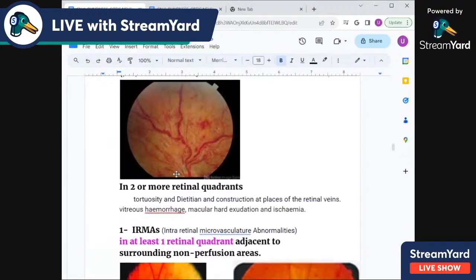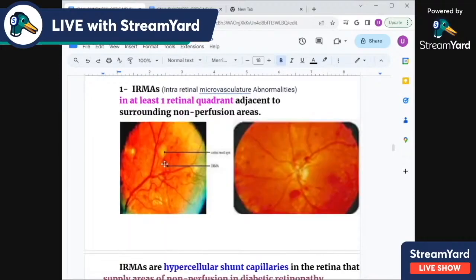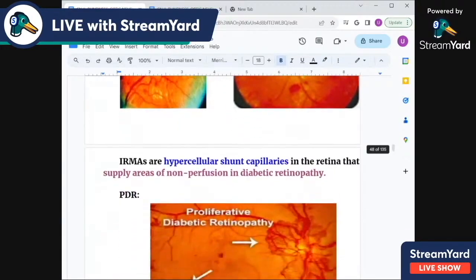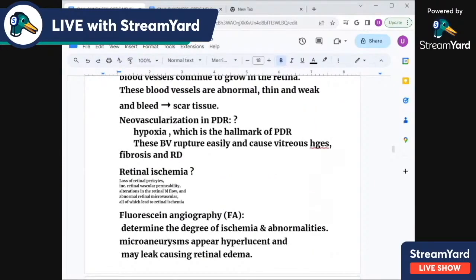The last part of 4-2-1 is IRMA. That's intraretinal microvascular abnormalities in at least 1 quadrant. So these intraretinal abnormal blood vessels are to perfuse the non-perfused areas. They are shunt capillaries for the non-perfusion area in diabetic retinopathy. And this is the 4th stage, proliferative, I already discussed, due to retinal ischemia producing VEGF that causes neovascularization.